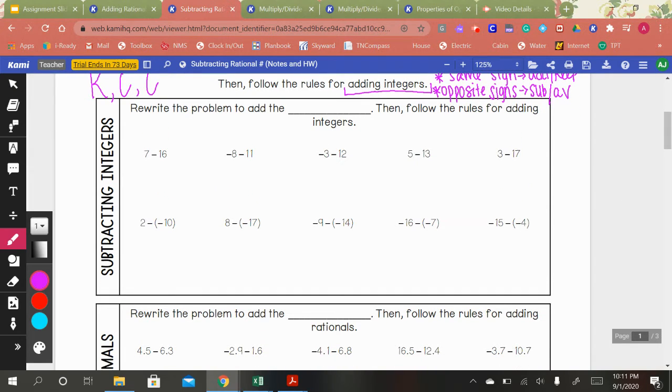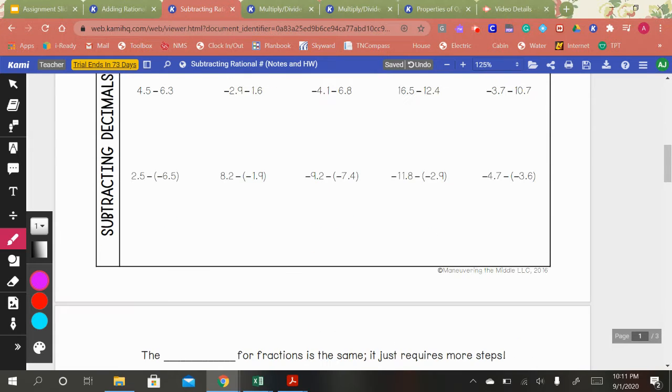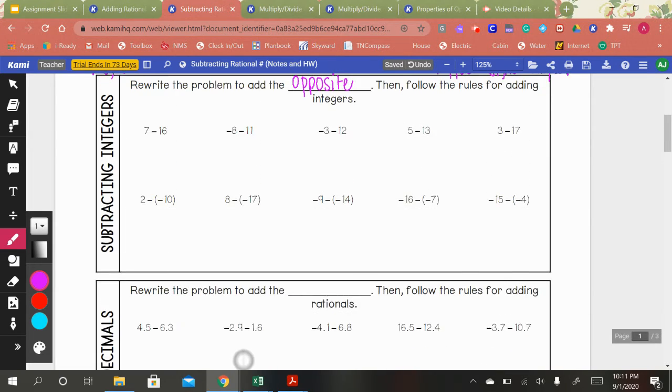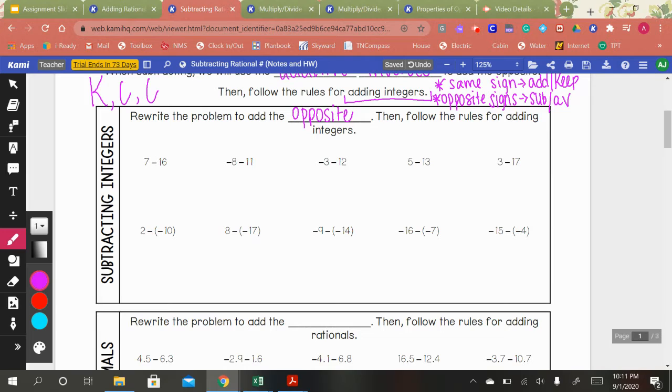All right, so the first thing here we have is subtracting integers. That's our first section. We're going to rewrite the problem to add the opposite, then follow the rules for adding integers. So again, we're going to be using keep, change, change. So we are taking our problem and we're going to keep 7, change it to addition, and then we're going to change the positive 16 to a negative 16.